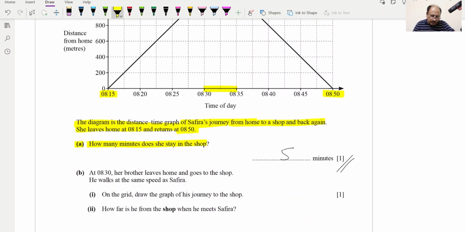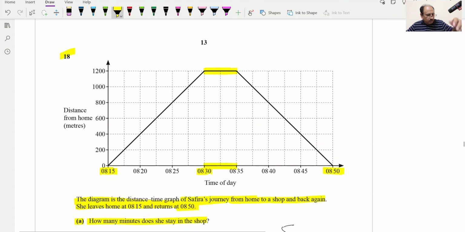Now this B part, at 8:30, where is 8:30? 8:30 is this one. Her brother leaves home and goes to the shop. He walks at the same speed as Safira. On the grid, draw the graph of his journey to the shop. So we have to draw the graph, same speed is going, so it will be parallel to the line, and we will be drawing the graph.